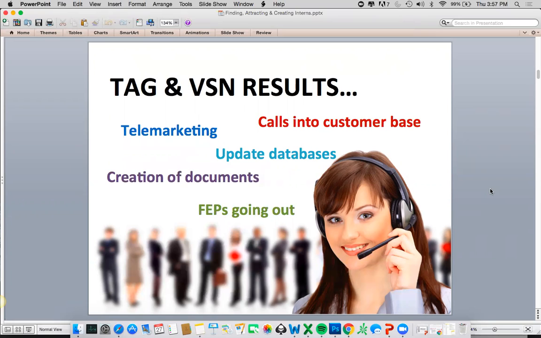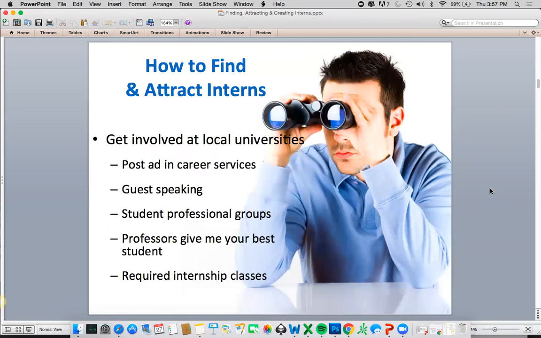And basically, we have a stronger business. We got front-end packages actually going out, all kinds of results that you're going to start enjoying once you get this intern program up and going. So first question is, well, how do we find and attract those interns into our organization?